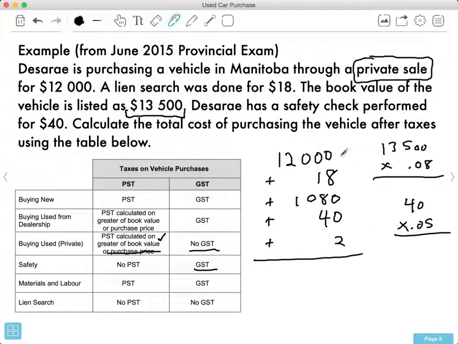So we've got the cost of the car, the lien, the PST on the book value, the safety, and the tax, the GST on the safety. And you add that all together. So we got 12,000 plus 18 plus 1,080 plus 40 plus 2. And in total, this car is going to cost her $13,140.